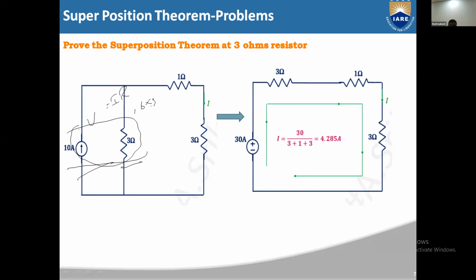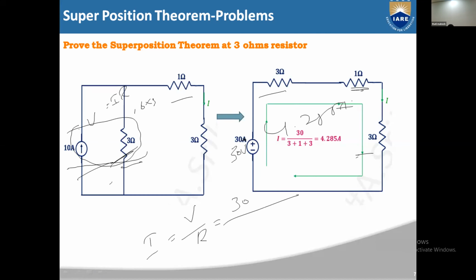So total is 30 amps. It is wrong here. It is 30 volts. Okay, it is 30 volts. So again, this resistor is coming in series with 30 volts. So 1 ohm, 1 ohm, 3 ohms, if it is a single loop. What is the current here? I equal to V by R, that equal to 30 by 7. Total current is 4.285 amps. Okay, do all of you understand up to here?